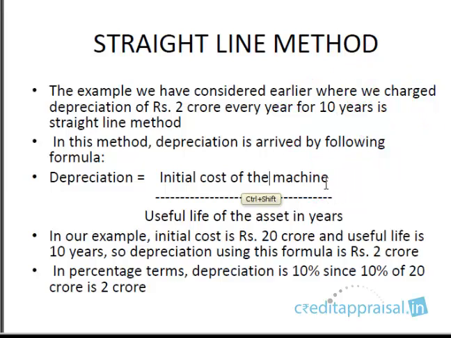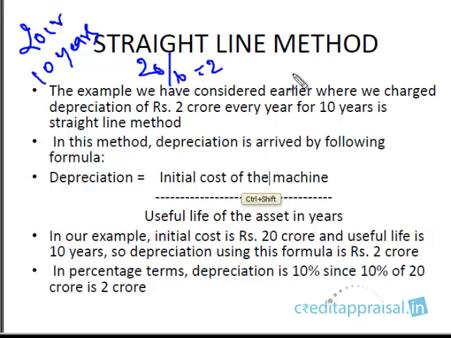The SLM method, the straight line method, we have actually discussed earlier. In an earlier example, in the earlier segment, the cost of the machinery was 20 crores, whereas the life of the machine was 10 years. Then we said, why not split the cost of the 20 crores over a period of 10 years and allocate 2 crores every year? That is the straight line method.